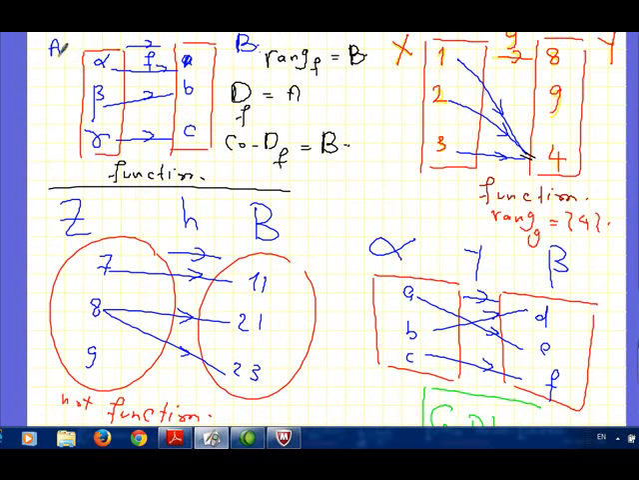Another example, take the elements of A: alpha, beta and gamma. The elements of B will be a, b and c. The image of alpha will be a, the image of beta will be b, and the image of gamma will be c. This is a typical example of a function. The domain of the function will be the set of alpha, beta and gamma. The codomain will be the set of a, b and c. Also, the set of true images, which we call the range of B.